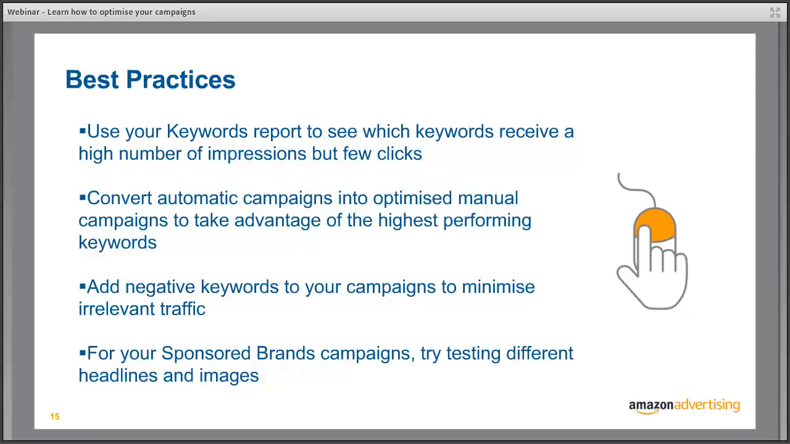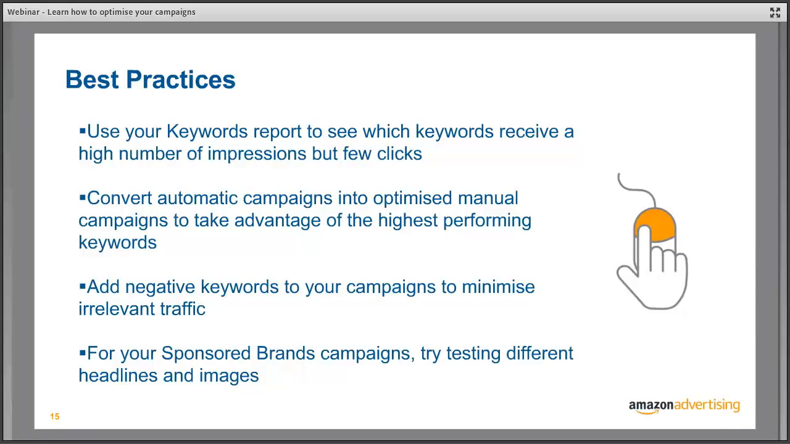products. Next, and as discussed earlier in this presentation, convert automatic sponsored products campaigns into optimized manual campaigns to take advantage of the highest performing keywords identified by Amazon and remove those with a low CTR. Sort your search term report by CTR and identify the search terms with the highest CTR to use in a manual sponsored products campaign. You can also add negative keywords to your manual sponsored products campaigns to minimize irrelevant traffic to your ads and focus only on highly targeted traffic, which can boost your CTR.